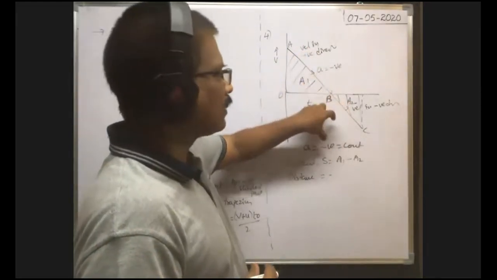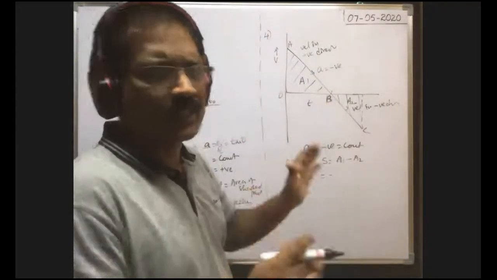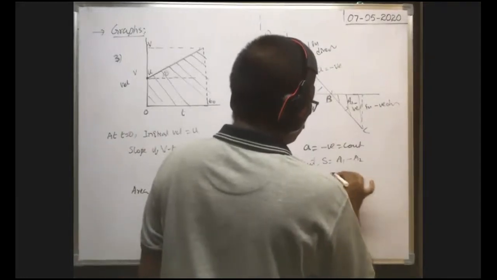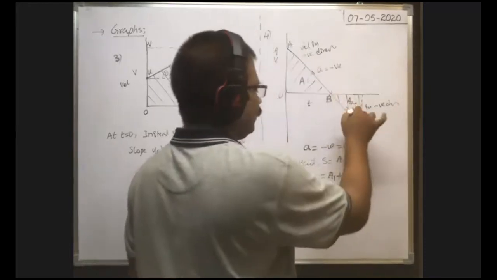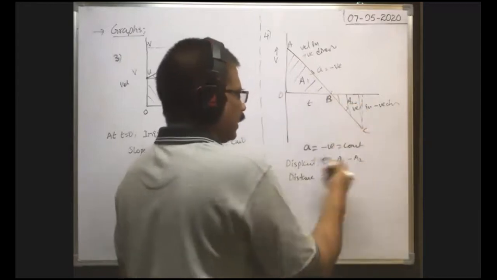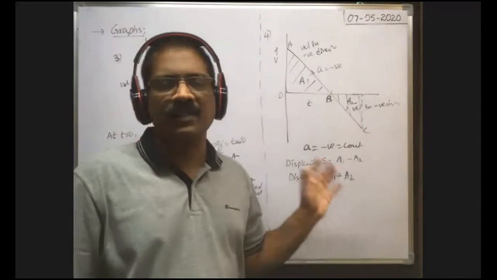While measuring the distance traveled, we have to add these two, whether it is the negative direction or positive direction; we should not consider direction. So distance traveled is equal to A1 plus A2. To find the distance traveled, we add the total area here and here. To find the displacement, this area is positive, this area must be taken negative, and we add them, so A1 minus A2. In this way, we can find the displacement and the distance traveled.